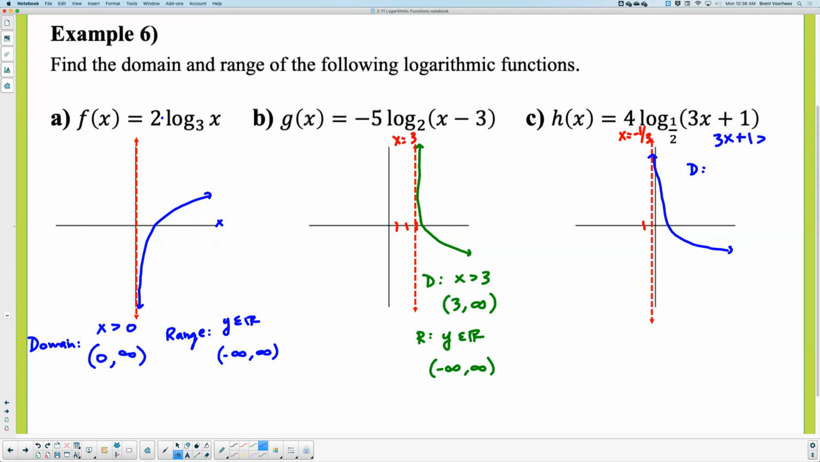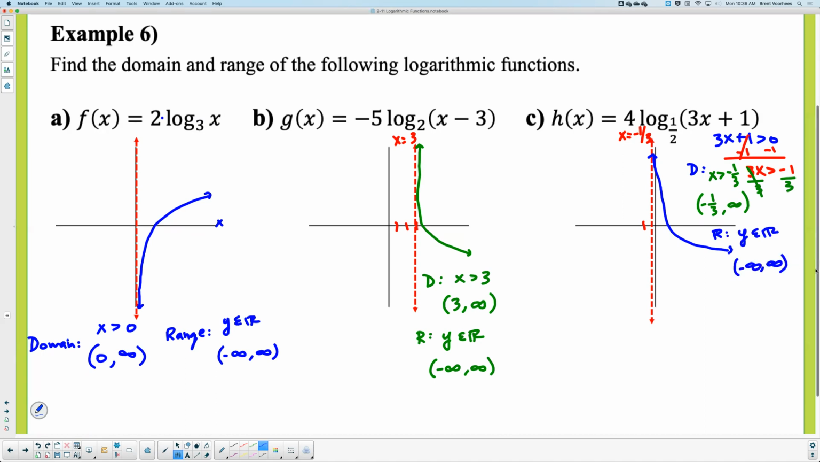Yeah, so here's the algebra. 3x plus 1 has to be greater than 0. What would you do first? Subtract 1. And so 3x has to be greater than negative 1. Now what would you do? Divide by 3. That's where we got the negative 1/3 from. And so there's the domain. X is greater than negative 1/3. Or you could do it negative 1/3 to infinity. And our range? All reals. Negative infinity to positive infinity.